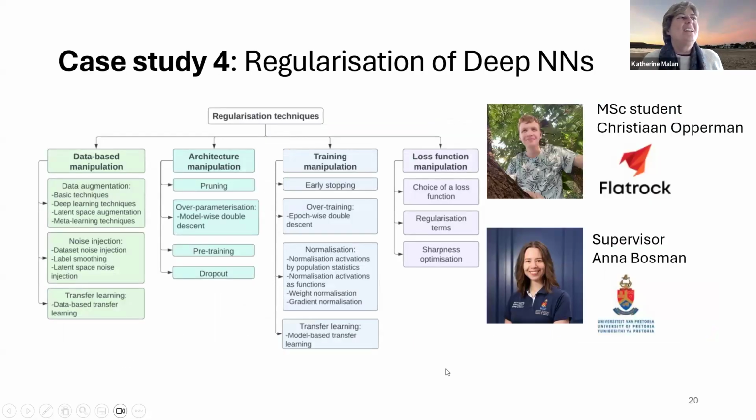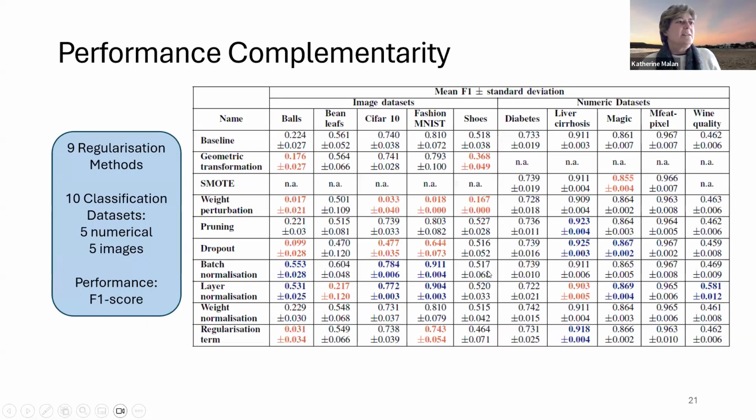Second last. This is regularization with a master's student, Christian Oppermann, in a collaboration with Anas Bosman at the University of Pretoria. We're looking at lots of different ways to do regularization of neural networks. In deep neural networks, you can use things like pruning or dropout, or change the loss function, or use a regularization term in the loss function, or do data augmentation, things like SMOTE. They are all supposed to improve generalization. And what Christian's done is he's shown that it depends on the data set. So we have performance complementarity here.